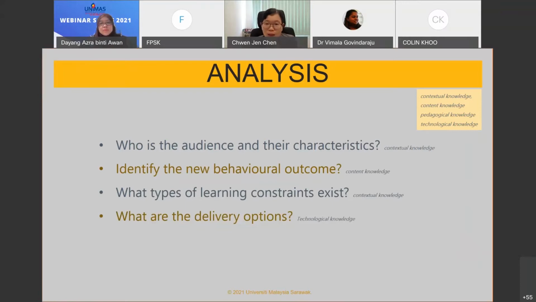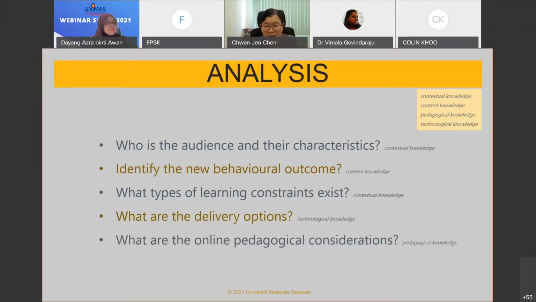So how many tools do you know within eLearn or beyond, outside eLearn? What are the tools that you think you want to use in your learning? So these are the delivery options, by referring to your content, of course. So you start to analyze, and what are the online pedagogical considerations? How do I deliver this content? What are the types of strategies I should employ in order to deliver it? So this is the analysis part that you're going to do, right?